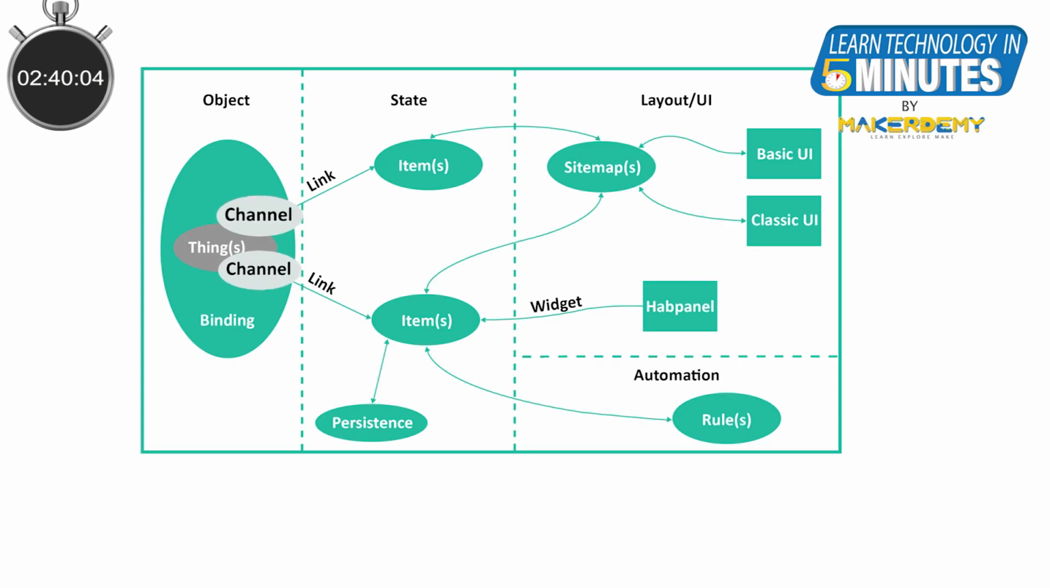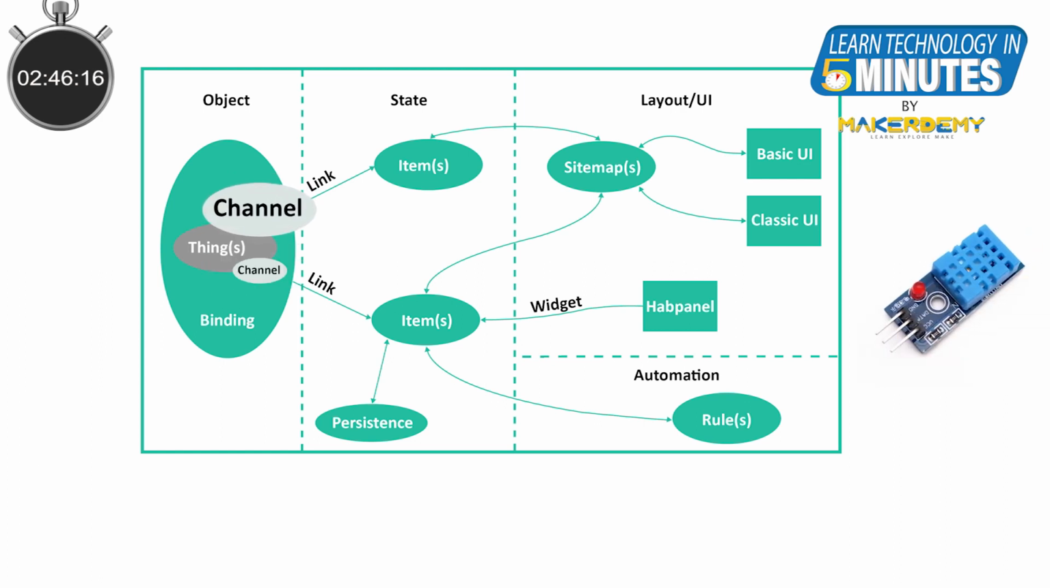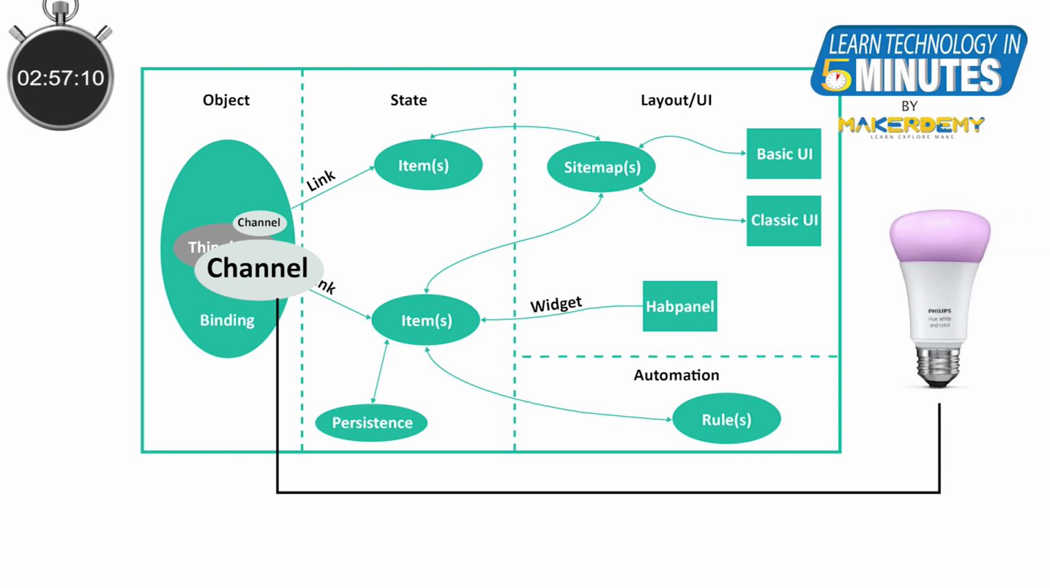Each thing provides one or more channels to access its functionality. For example, the information about temperature from the DHT11 sensor is one channel, and the information about the humidity of the same sensor is another channel. Likewise, in the Hue bulb, there is a channel to control the color of the bulb and a channel to turn the bulb on or off.